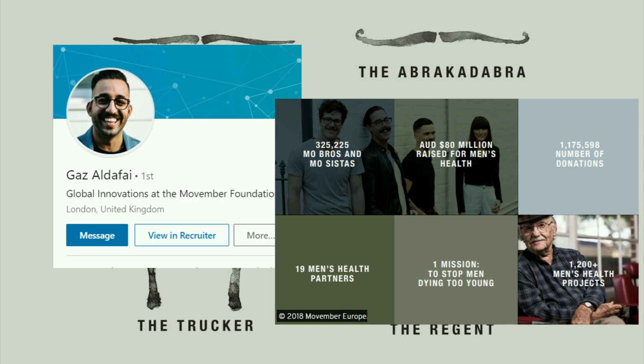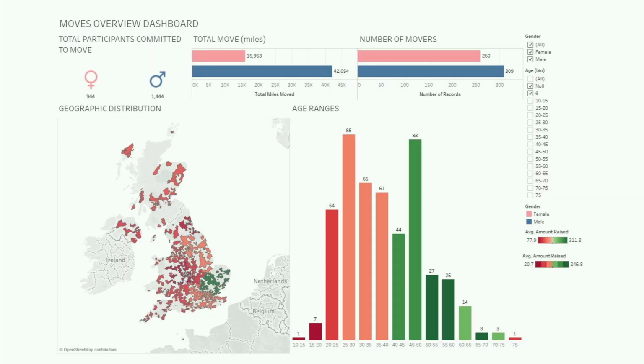And I was really proud of the very first dashboard that Gaz made. So this is the actual dashboard that Gaz put together, and this is about a campaign that Movember runs called the Moves campaign. And this one both men and women can participate in. So it's all about raising money through physical activity. So for example, if you were to run a marathon or commit to biking to work every day, that's how you would ask people to donate to the cause.